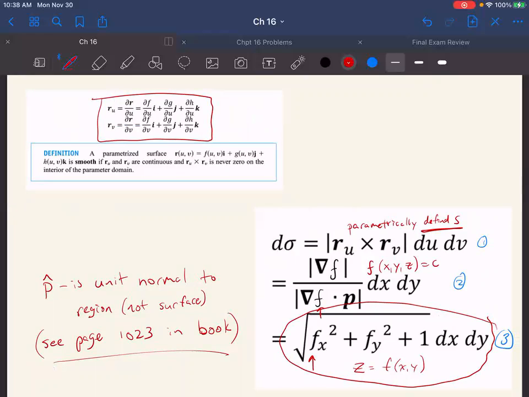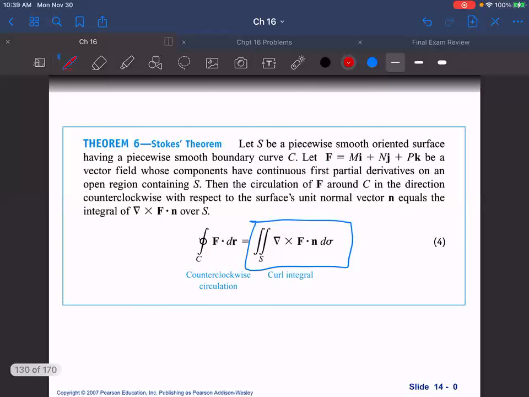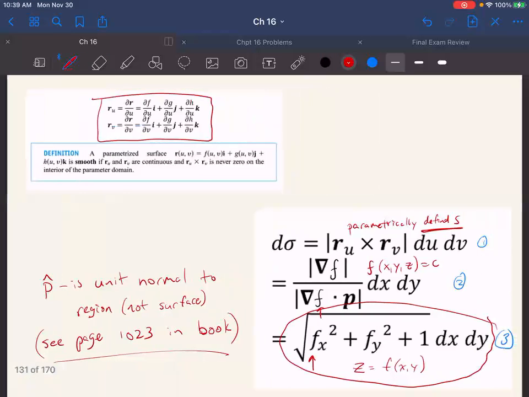Okay, here is how you find this d sigma that's here. This was from a previous section, but I went ahead and copied it here. You have three different basic situations that you're going to come across where you have the parametrically defined surface. And you're going to do something like this.